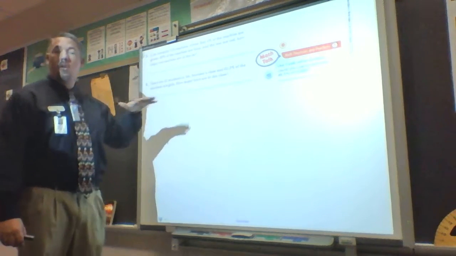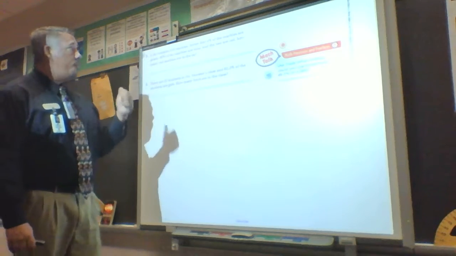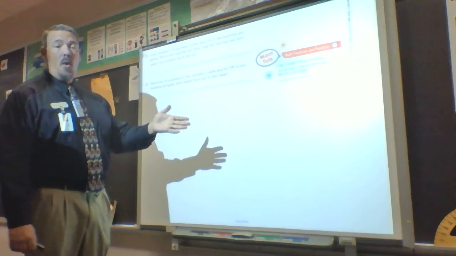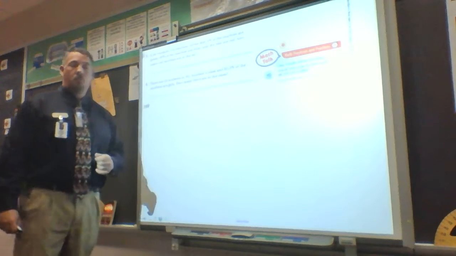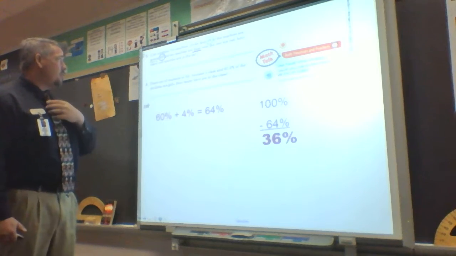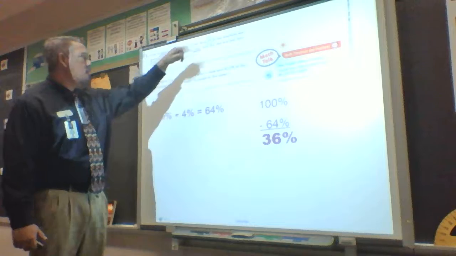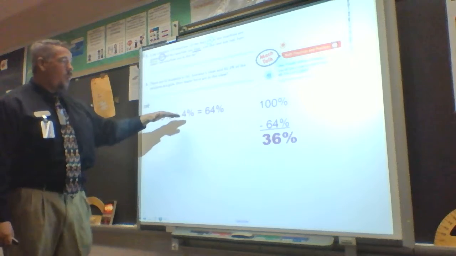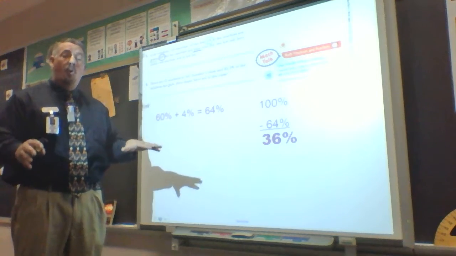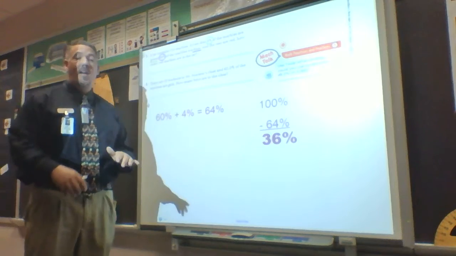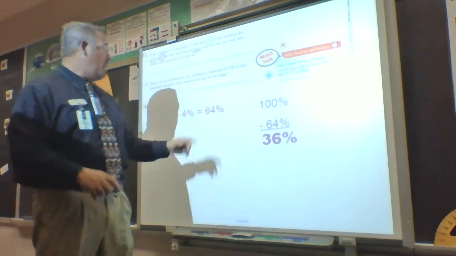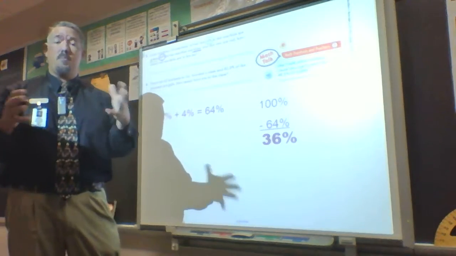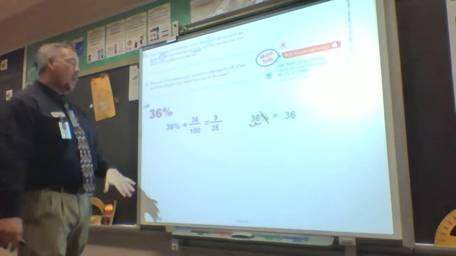A jar contains 125 marbles. Given that 4% of the marbles are green, 60% of the marbles are blue, and the rest are red, how many red marbles are in the jar? So I'm looking at green, I have 4%, and blue, I have 60%. So when I take my 60 plus the 4, I get 64%. But I once again want to know about red. So when I have 100% of the marbles, and I know 2 of them make 64%, I subtract, and I know 36% are going to be red.